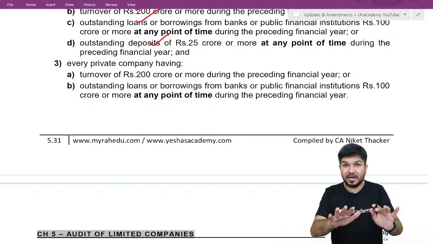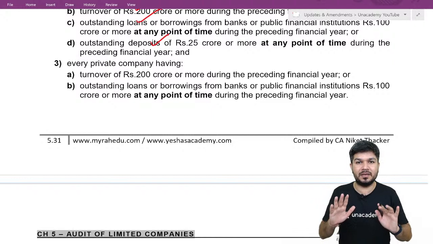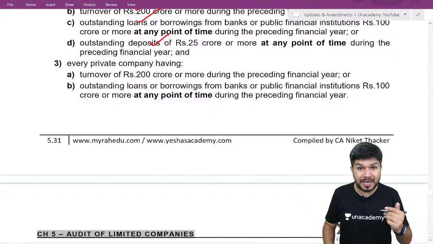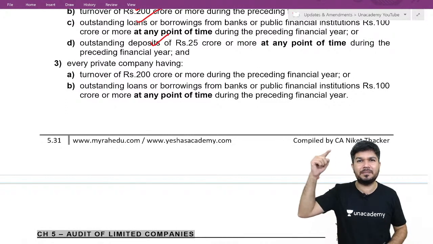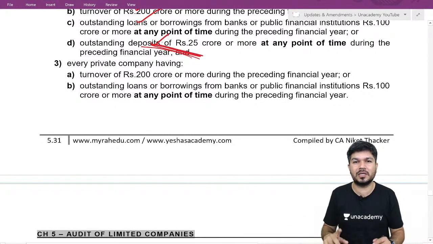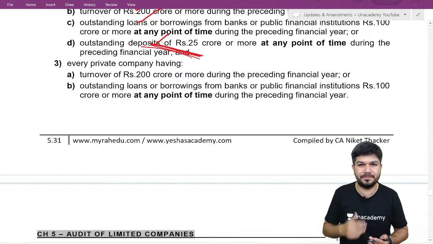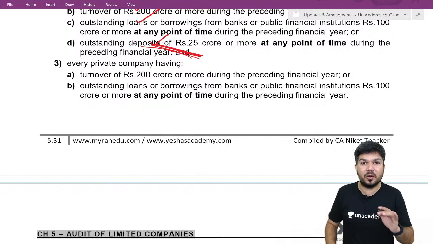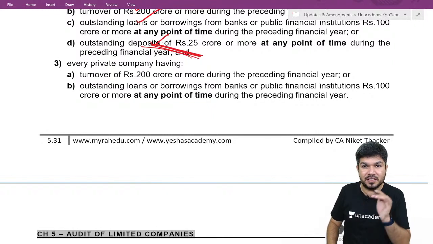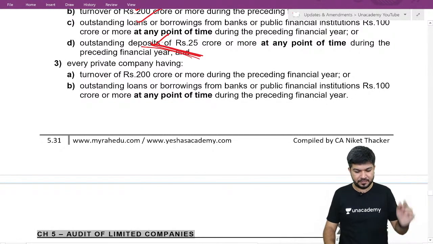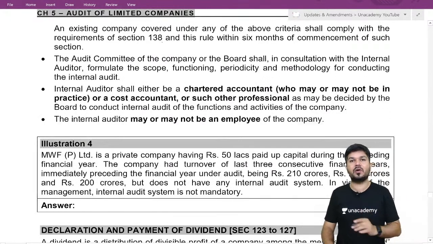This is for an unlisted public company. For a listed one, don't see the limit. For unlisted, these are the limits. Now, in a private company, the paid up capital limit is not given, and outstanding public deposits is not given because they can't have public deposits. So there are only two limits: turnover of 200 crores or more, and loans and borrowings from banks and financial institutions of 100 crores or more at any point of time. Then internal audit is applicable.